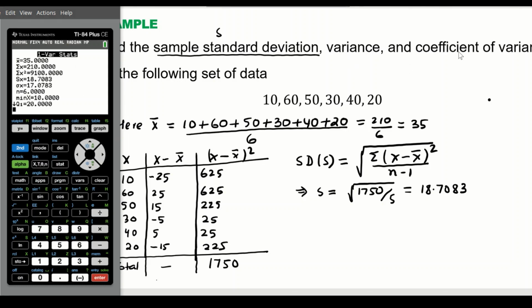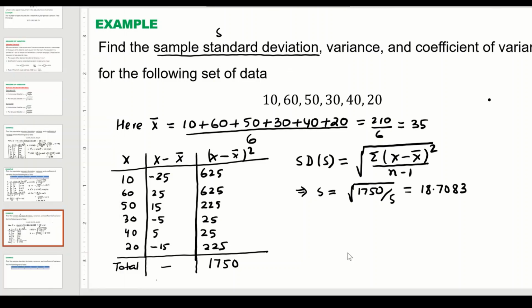Now let's find the variance and coefficient of variance. You know that the variance is the square of the standard deviation. So the variance is S squared, which is 18.7083 squared. And if you square that value, you must get 350.0005. Make sure you check that in your calculator.